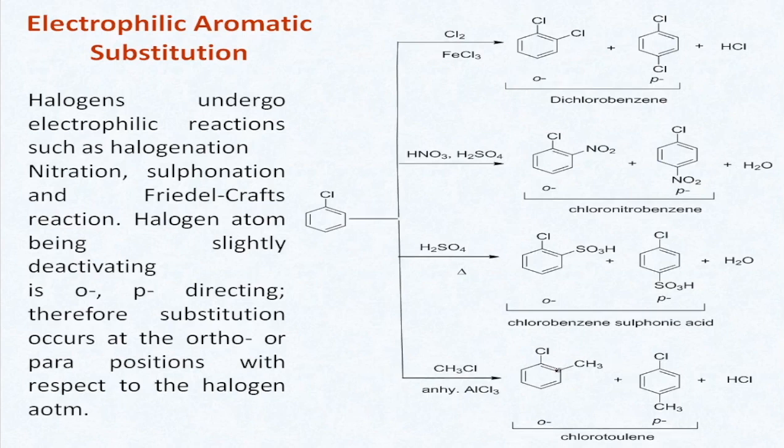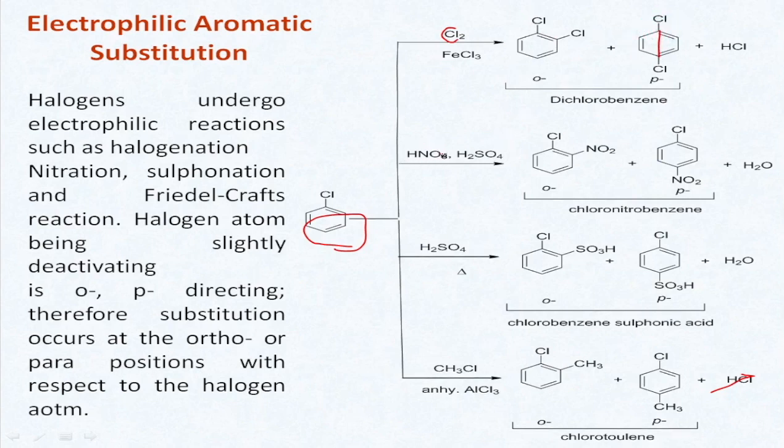Chlorobenzene. So this is benzene, and this is chlorobenzene. Halogenation is the addition of a halogen. So with halogen you have 1,2-dichlorobenzene or 1,4-dichlorobenzene.